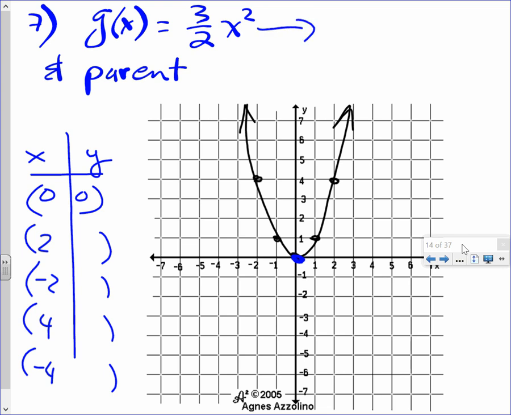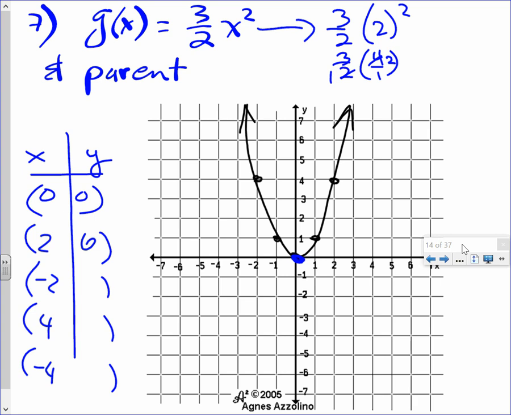All right, here's the work here. So 0, 0 we already got. How about 2? So 3/2 times 2 to the second power is 3/2 times 4. But look at 4 over 1. Here's the strategy. 4 and 2, they cancel out. Notice. 2 goes into 2 once and then into 4 twice. So it's really 3 times 2. It's 6. So 2, 6.